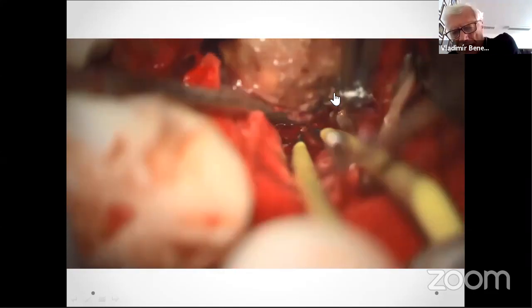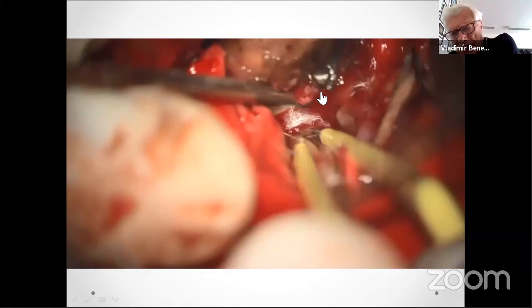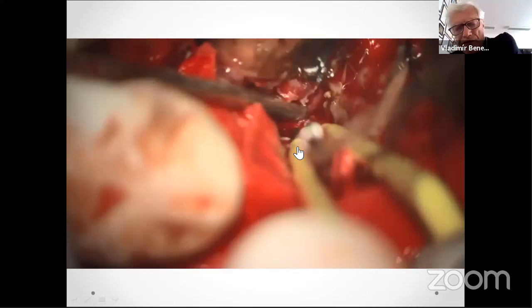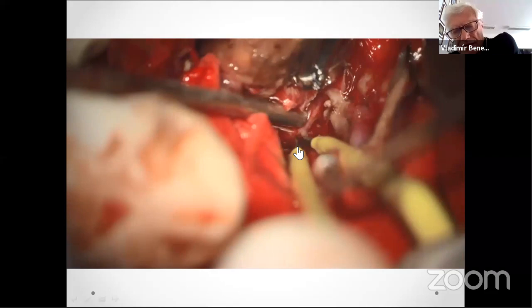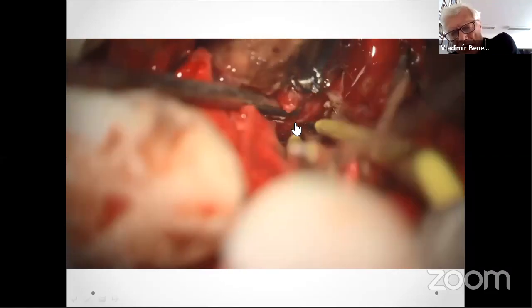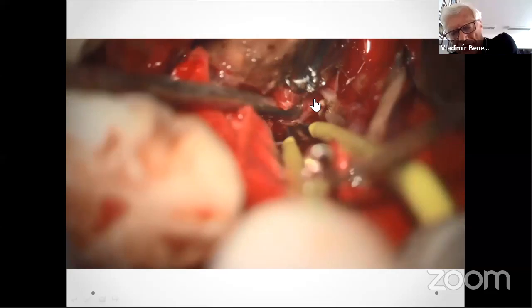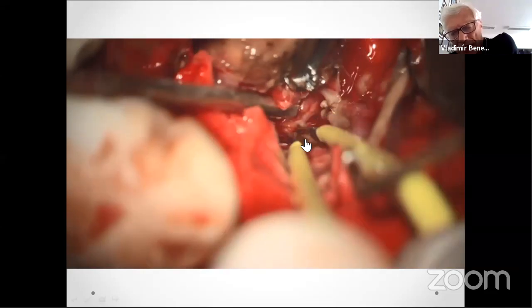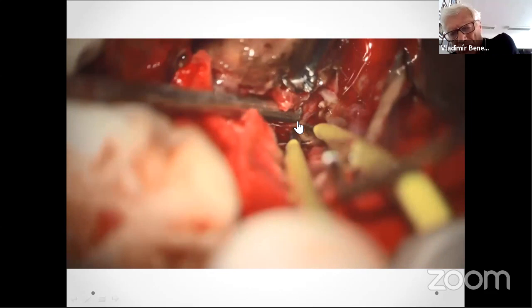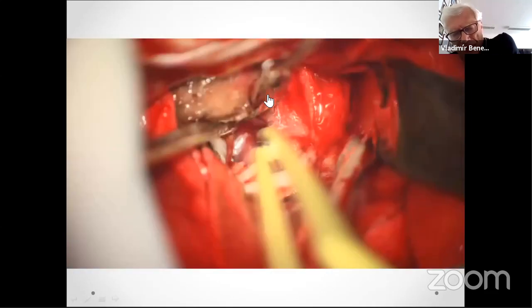And then suddenly appears a strange layer for dissection, which is now, you see that I'm pushing actually the aneurysm away from the vessel. The vessels are here, both M1 and both M2s. Now this is nearly free.